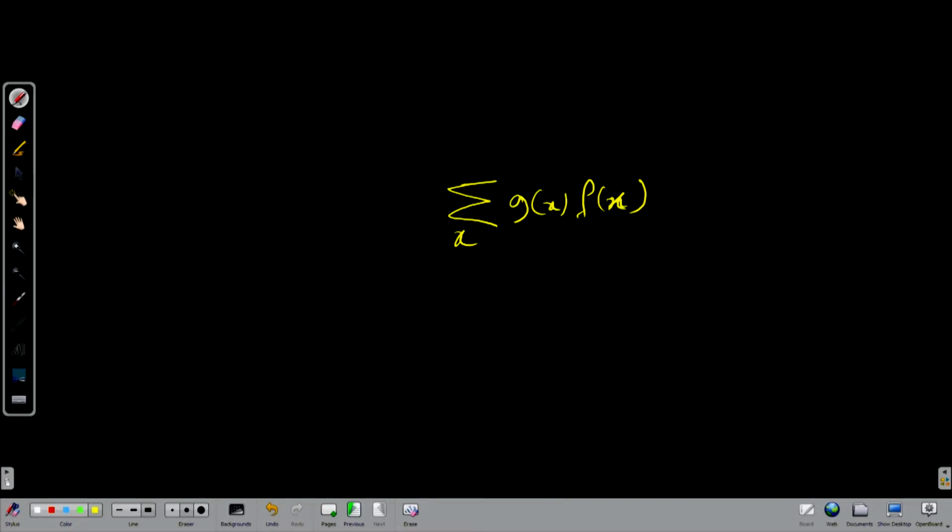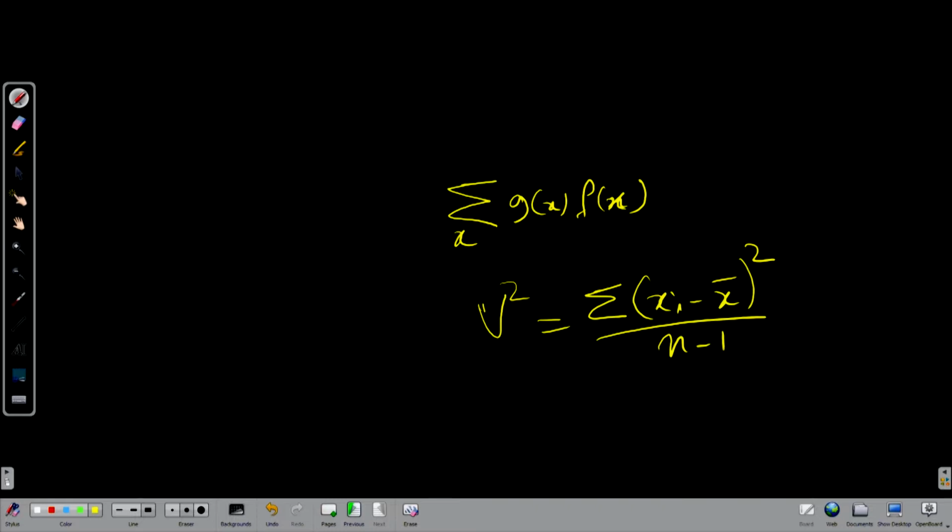Now, when we are interested in finding the variance of a random variable, what is variance? Basically, how do we calculate variance? We calculate variance, represented as v square, as the summation of (xi minus x bar) whole square by n minus 1, right? This is the formula for variance.